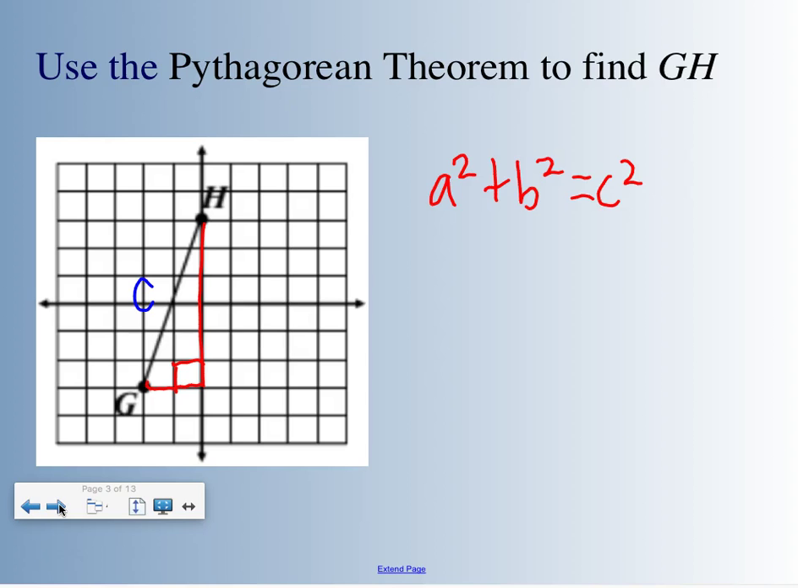Can I figure out how far it is from G to this point here? Yeah, we can just count, right? How far is it? 2. And what's this side? 1, 2, 3, 4, 5, 6. I know you think you can count all the way to H, but you won't be very accurate, so that's why we can use the Pythagorean theorem. Let's pretend this is my A, and that's my B. So I'm going to have 2 squared plus 6 squared equals C squared.